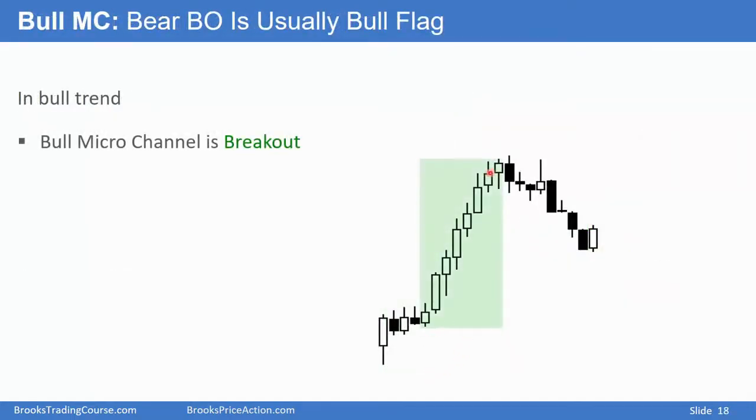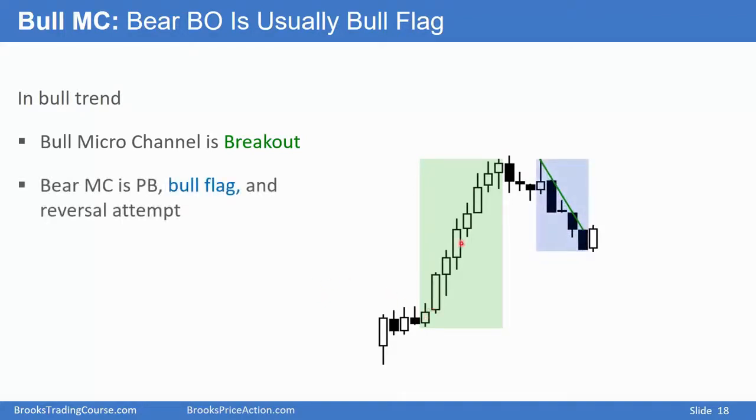We have a bull micro channel here, lasting about 8 or 9 bars. All good bars, many closing on their highs, most closing above their midpoints. And this is a breakout. Every bull bar, every series of bull bars is a breakout.